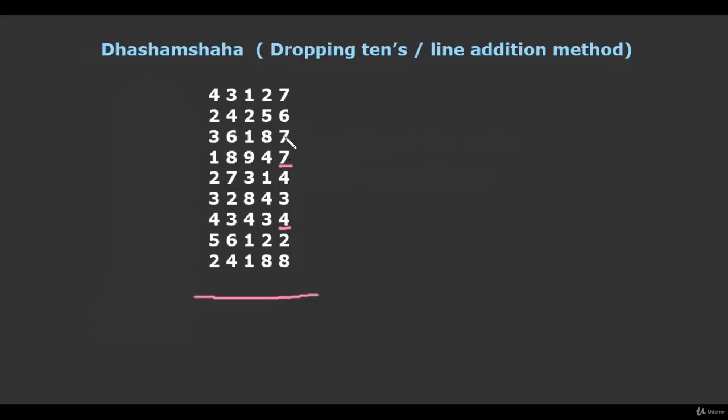1 plus 7 is 8. 8 plus 7 is 15. Drop 10 over here. Carry 5 to the next number. 5 plus 6 is 11. Drop 10 over here, carry 1 to the next number. 1 plus 7 is 8. So final remainder is 8. And now we will count 10s, 2 and 4.